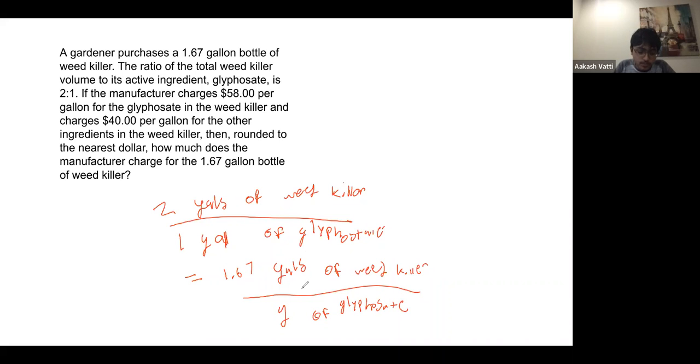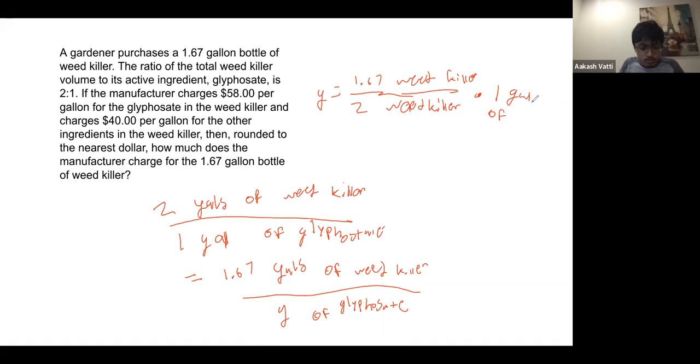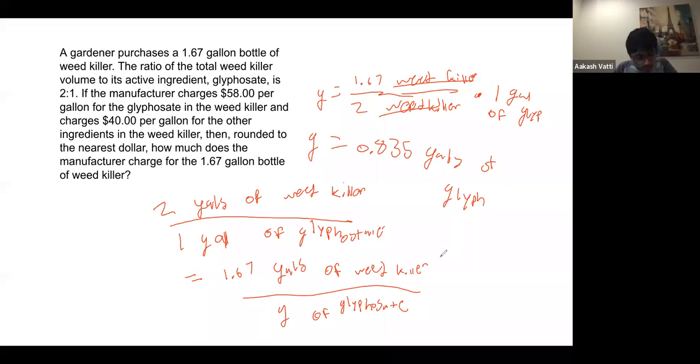So when you solve this equation for G, this basically just becomes 1. G is equal to 1.67 over 2, which is weed killer over weed killer. These are all weed killers. Times 1 gallon of, I'm just going to say GLYP because I'm not writing that out again. When you plug it into a calculator, this and this cancel out. So G equals 0.835 gallons of GLYP.